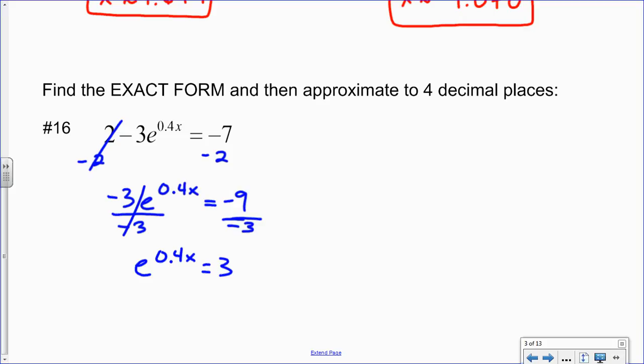And then we can divide by negative 3. Now that I have e by itself, I can take the natural log of both sides. So this 0.4 is with x in the exponent. So I can't do anything with that until I move the e. So until I get rid of e. So go ahead and take natural log of both sides. Do not round yet.